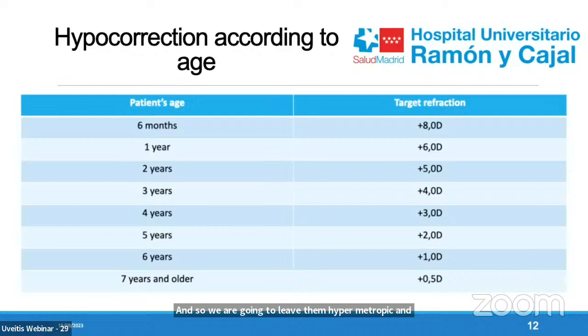So the rule of thumb here is that the age of the patient and the target refraction will sum 7. So if we have a 3-year-old patient, we will leave them 4 diopters hypermetropic. If we have a 5-year-old patient, we leave them 2 diopters hypermetropic. For patients from 7 years until puberty, we allow them 0.5 diopters of hypermetropia, and for patients from puberty onwards, we will aim for emmetropia.